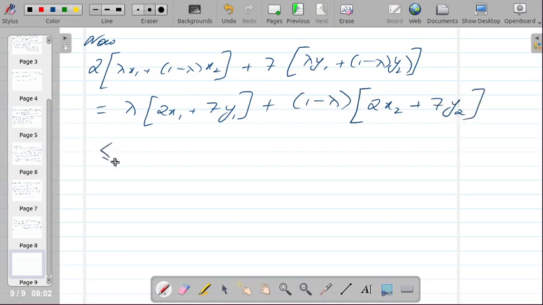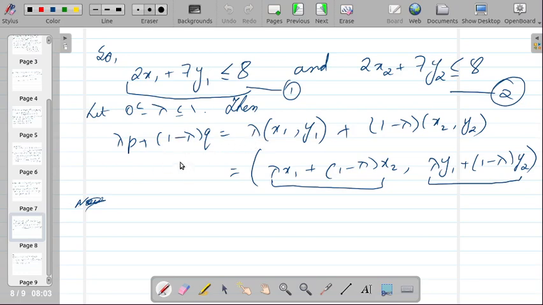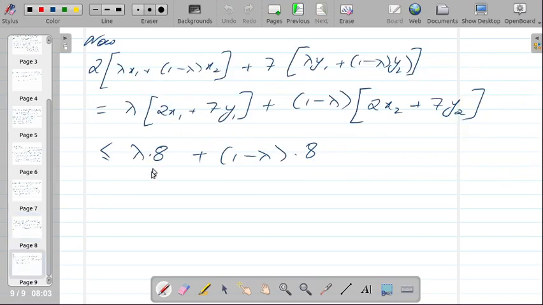So, by using inequality 1, we can write it less than or equal to lambda into 8 plus (1 minus lambda) times 8. The first one is less than or equal to 8, and the second one is also less than or equal to 8. So this is equal to 8 lambda plus 8 minus 8 lambda, and so this is actually equal to 8. So we have shown that 2 into this plus 7 into this is less than or equal to 8.